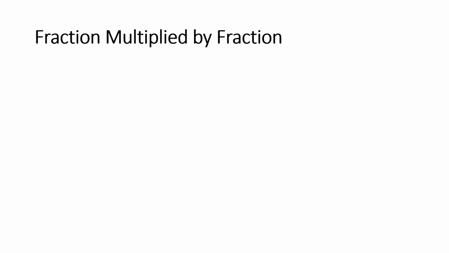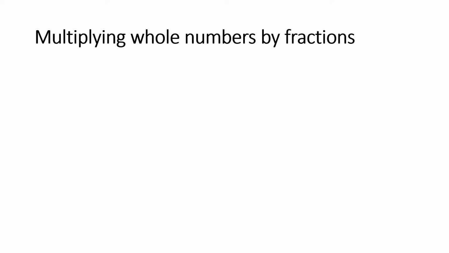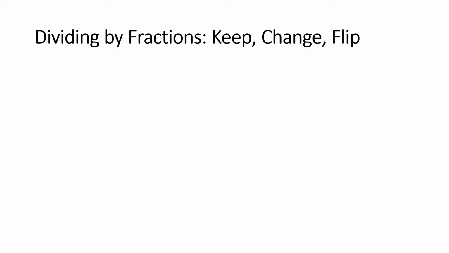Multiplying fractions is pretty straightforward. Here's an example. Simply multiply the numerators, multiply the denominators, and you're done. The trick to multiplying whole numbers by fractions is to think of the whole number as itself divided by 1. Then you simply do what we did in the last slide. Multiply the numerators, multiply the denominators, and you're done.